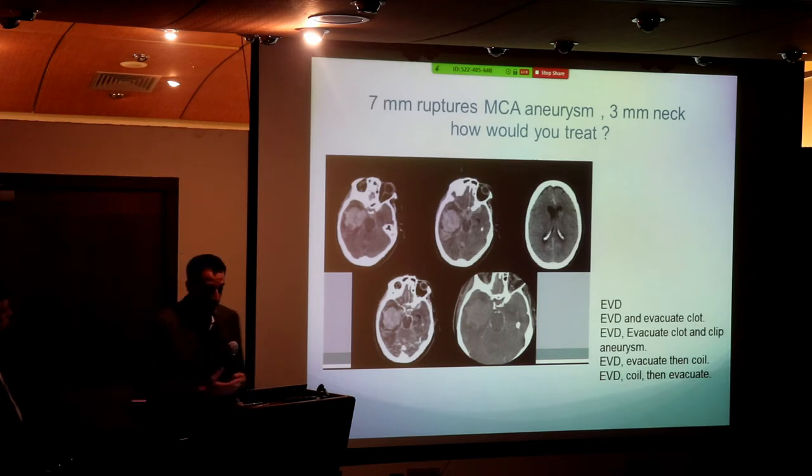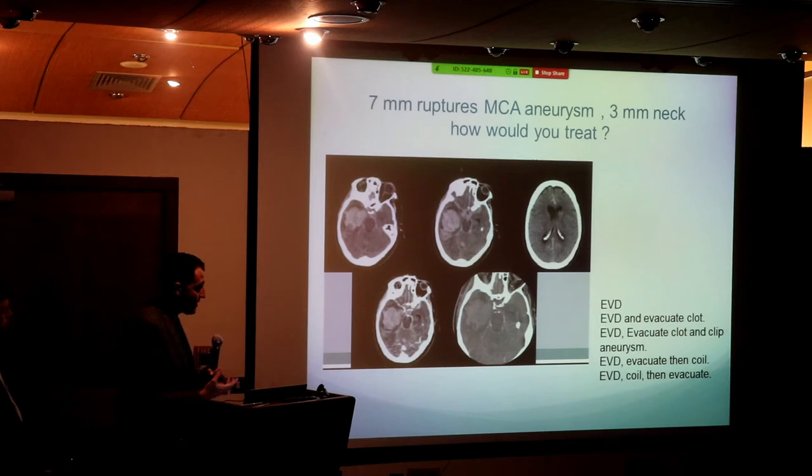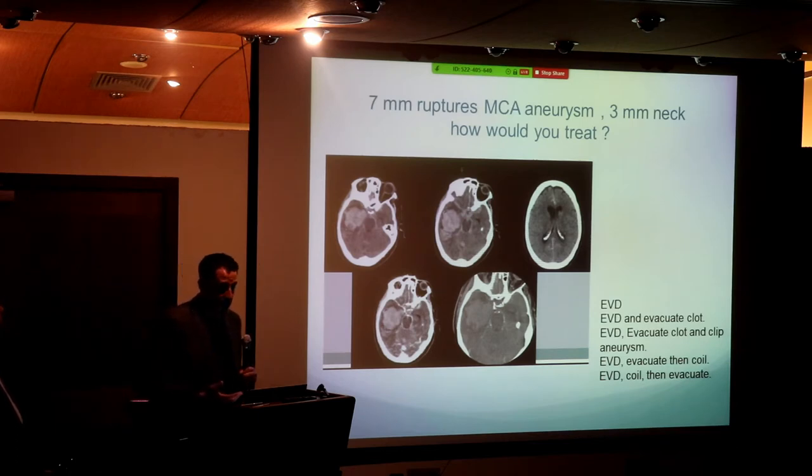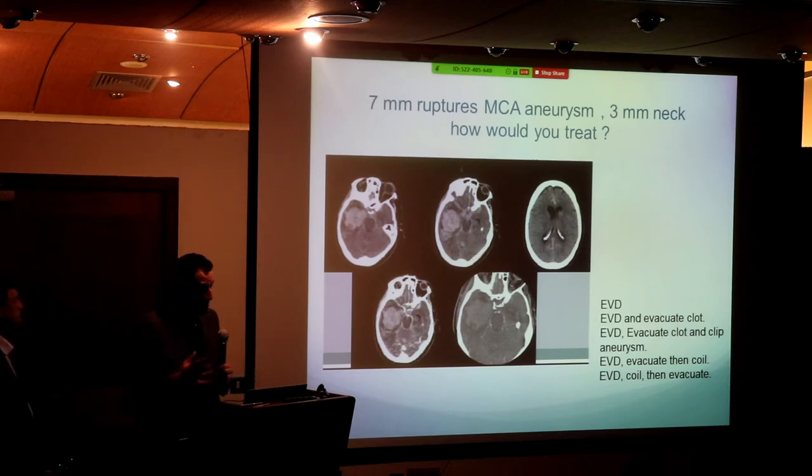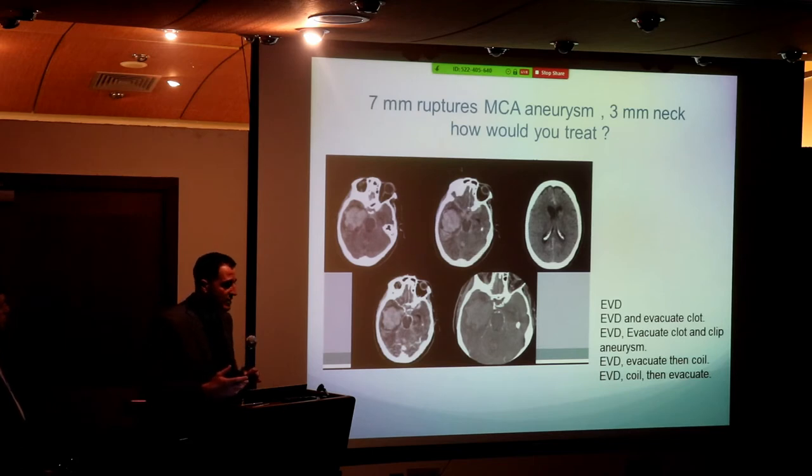Ibrahim is here. He could see the images. And this is to show how there's no real strong rules. This is a big intraparenchymal hemorrhage from an MCA aneurysm. MCA aneurysm can rupture into the parenchyma and give you not only subarachnoid hemorrhage but intraparenchymal hemorrhage. Small neck, how would you treat that?